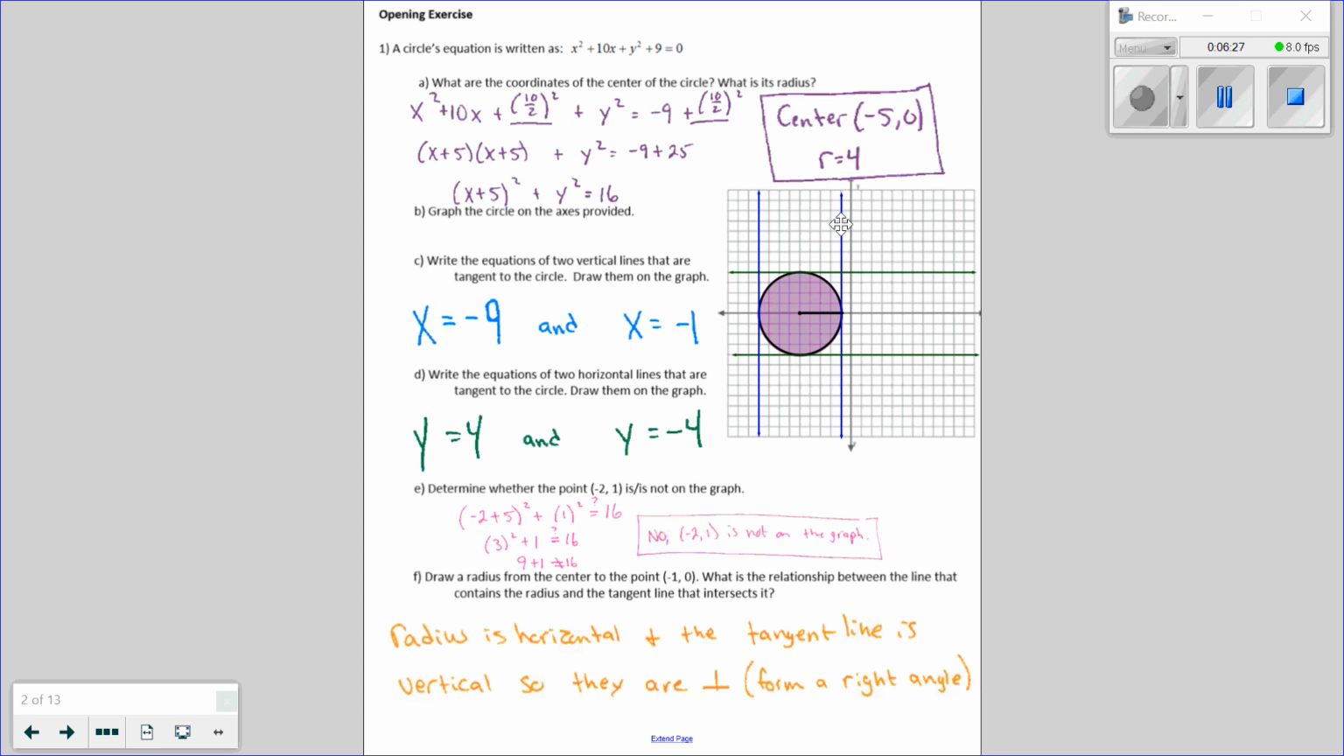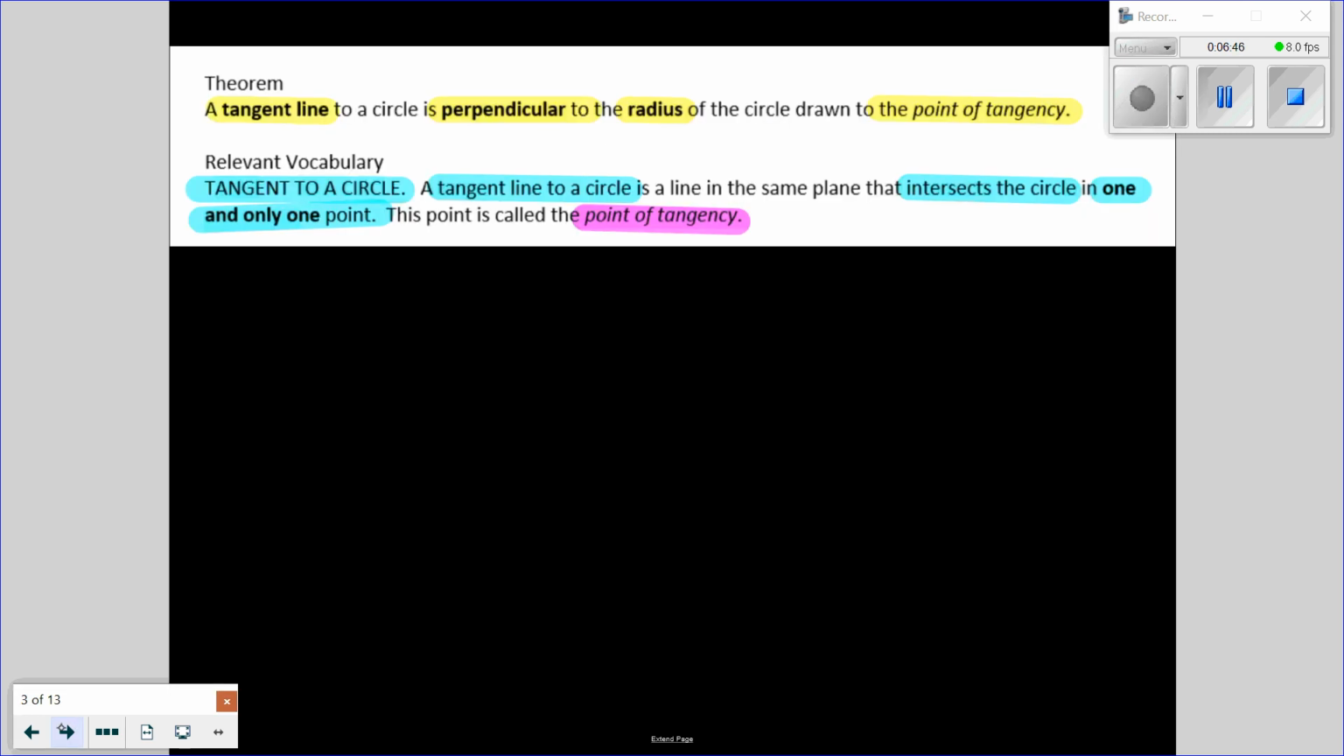Every tangent line that is drawn to a circle will be perpendicular to the radius that goes to that point of tangency, which means you could say the same thing about a diameter that goes to that point of tangency, because diameter is just doubling the radius length. So the tangent line will always be perpendicular to the radius at the point of tangency, which means the tangent line will also be perpendicular to the diameter drawn to the point of tangency.